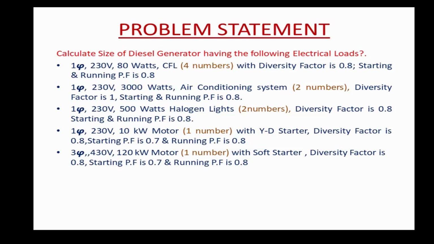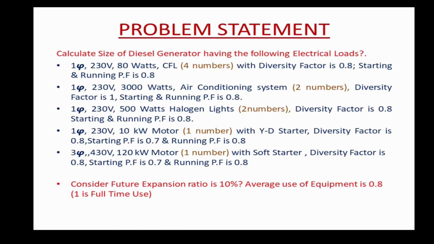Then one number of 10 kilowatt motor with star delta starter, which has a diversity factor of 0.8. Starting power factor is 0.7 while running power factor is 0.8. Then one of the loads belongs to the 3-phase load, a 120 kilowatt motor with the soft starter. Diversity factor, starting and running power factor same as the previous motor. You have to consider the future expansion ratio of 10% and average use of equipment is 0.8, which is actually 1 if it is full-time use.